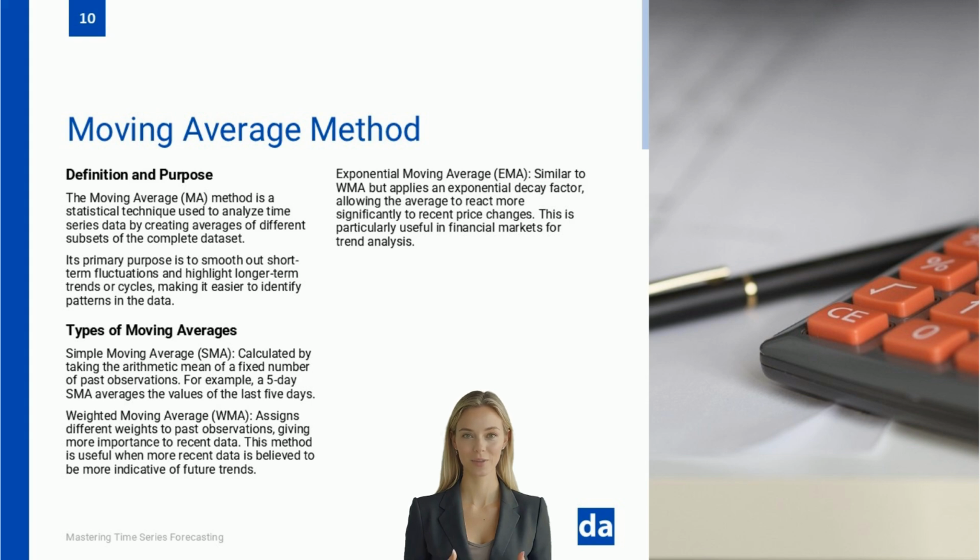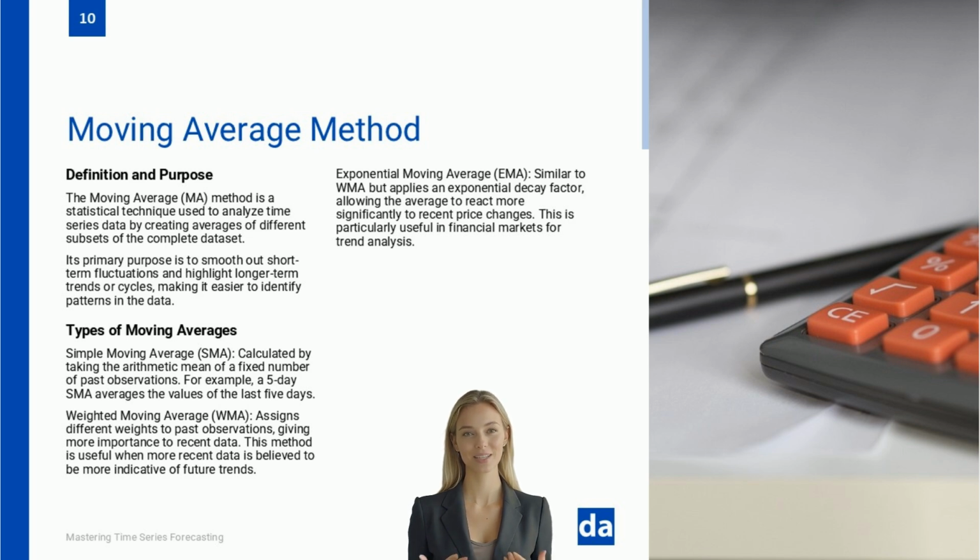First, let's define what the moving average method is and its purpose. The MA method helps us create averages from different subsets of a complete dataset. Its main goal is to smooth out short-term fluctuations in the data, allowing us to better identify longer-term trends and cycles. This makes it easier to spot patterns that might otherwise be obscured by noise in the data. Next, we will look at the different types of moving averages.